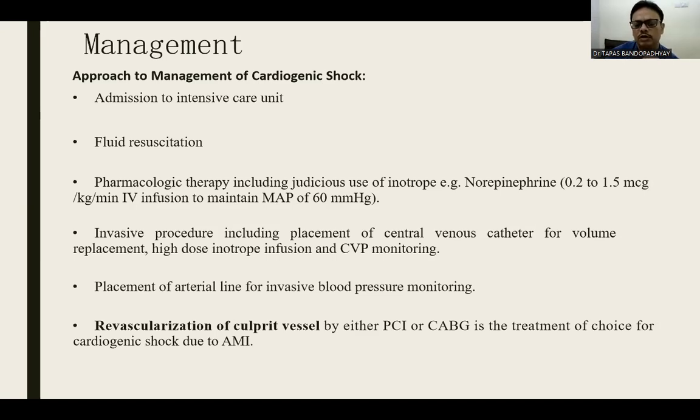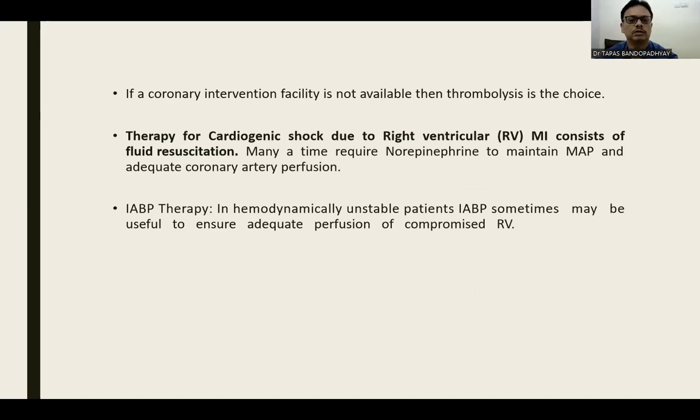And placement of an arterial line for invasive blood pressure monitoring is mandatory in this type of patient. Revascularization of the culprit vessel by PCI or by CABG is the treatment of choice for cardiogenic shock due to acute myocardial infarction. If a coronary intervention facility is not available, then thrombolysis is the choice. Therapy for cardiogenic shock due to right ventricular MI consists of fluid resuscitation. I have already told you.